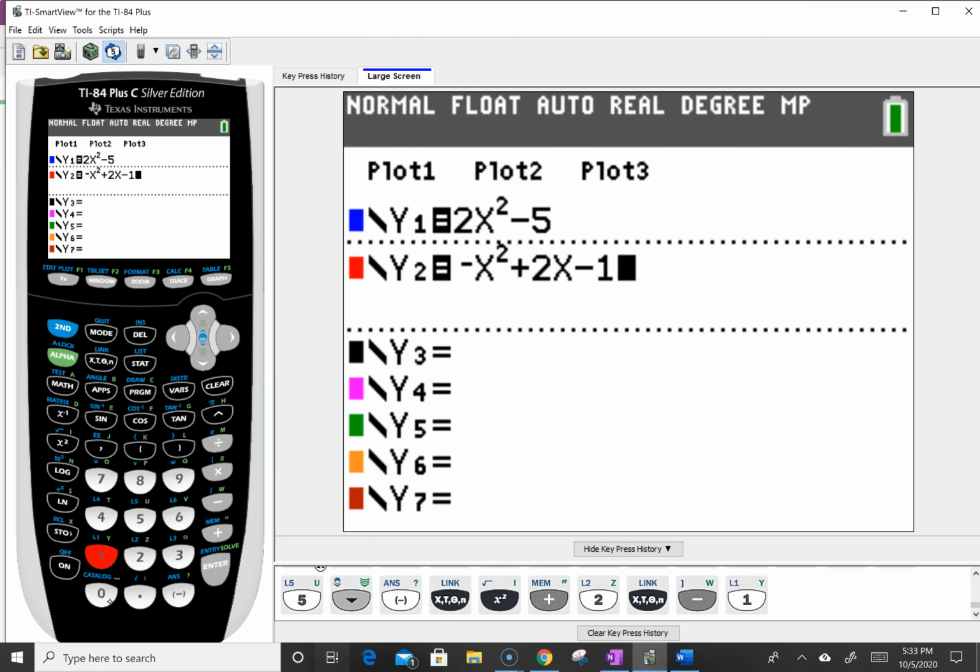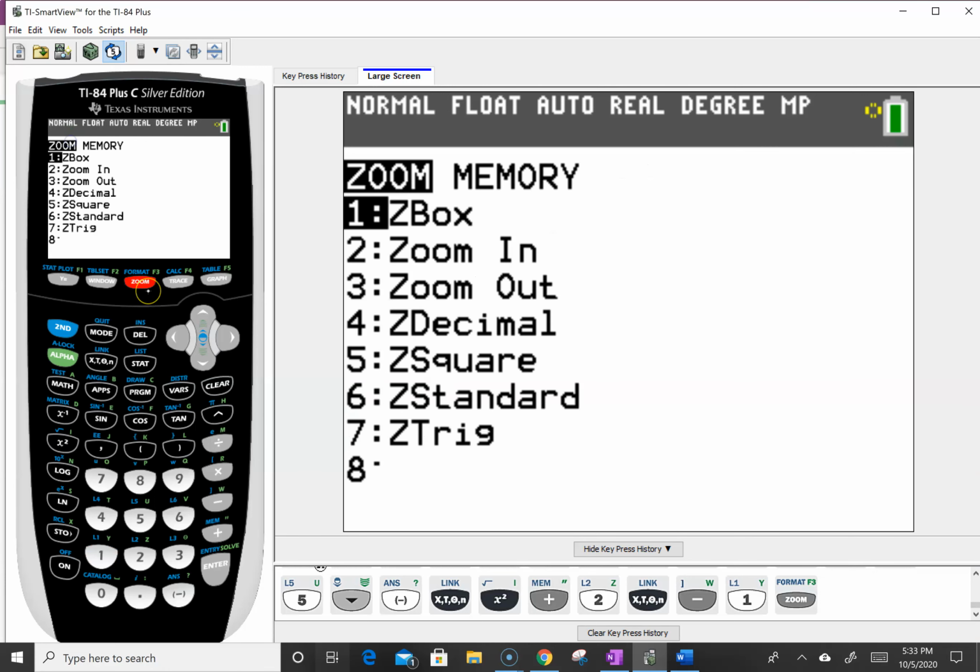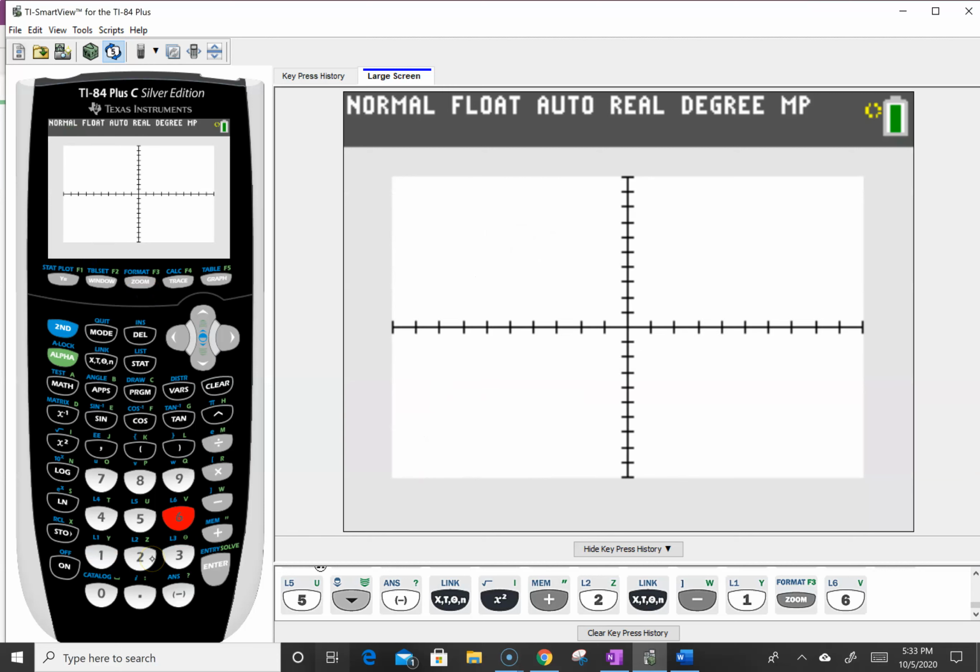Now, if we think about these, they are both x squareds, so they're both parabolas. One of them starts with a negative, which means it's got to be an upside down parabola. We have no idea where they're going to intersect, so we want to start at a standard window. So I'm going to do zoom 6. Let's see what happens. You see that yellow circle? That means your calculator is working. Don't touch anything while it's working.